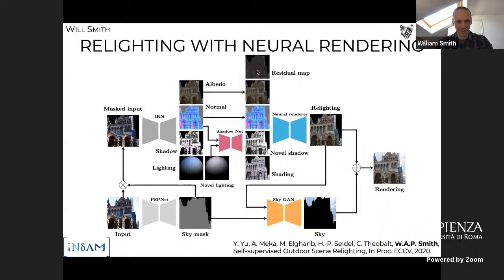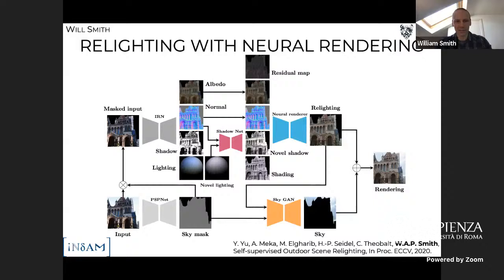And then this neural renderer tries to kind of emboss all the details that are missing in our basic Lambertian relighting. We then have another component, which is that we predict a sky using a GAN, a conditional GAN, which is plausible given this relit image. So we try to find a sky consistent with the foreground image.